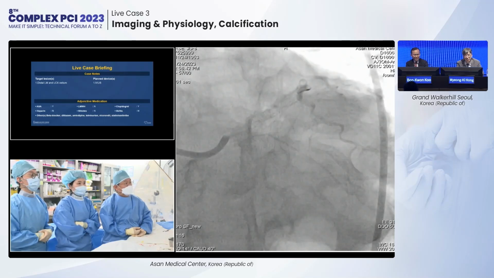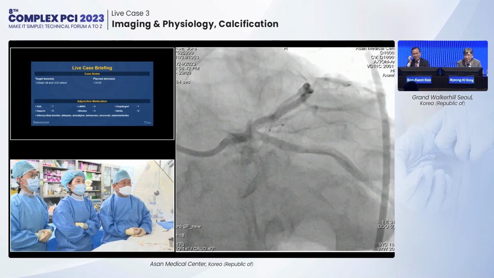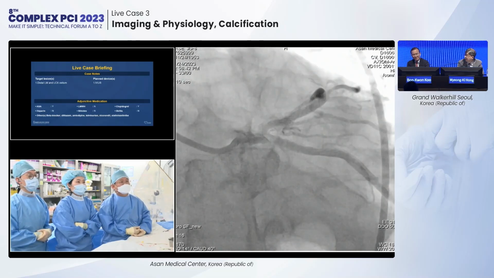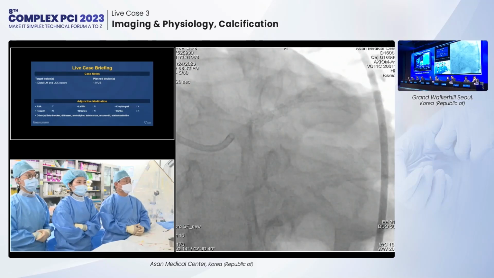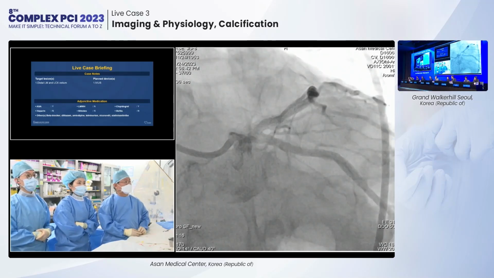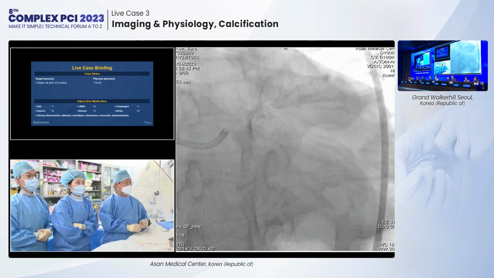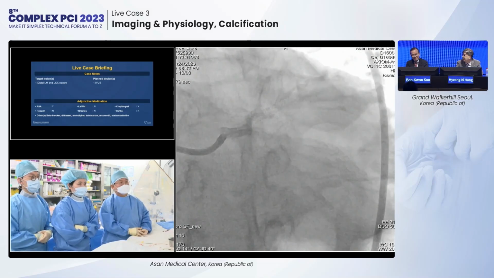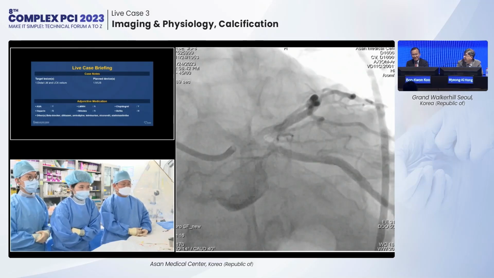So how to evaluate the circumflex ostium? What is your idea? Any comment from the panelists? Angiographically, it looks hazy. I really want to know what it is, but I'm not sure. I'd like to check that with IVUS or OCT.